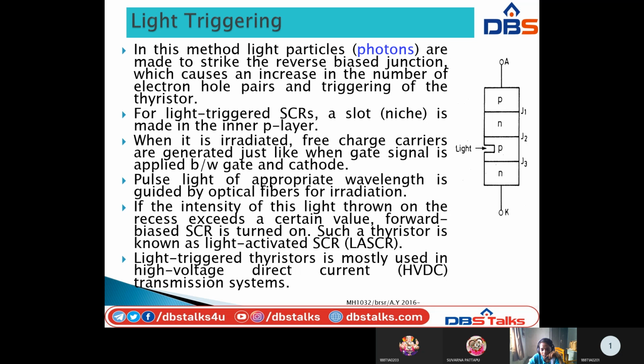A light triggered thyristor is mostly used in high voltage direct current transmission systems. In the light triggering method, we apply photons in the P layer. When photons are applied in the P layer, it is the same as applying voltage between gate and cathode. So the light triggering method is mostly used in HVDC transmission systems.